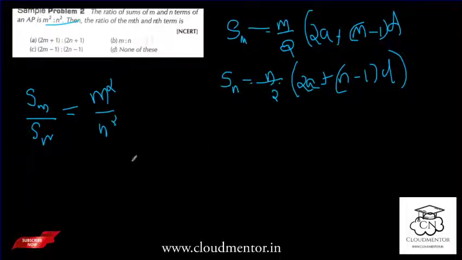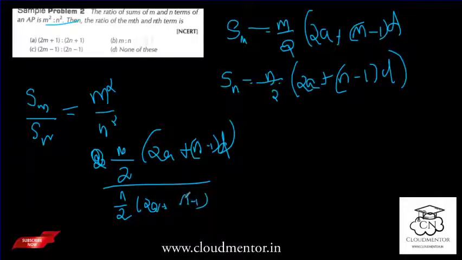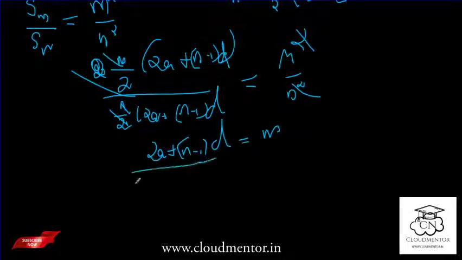So applying that one, we get, that is 2a, the m gets cancelled. It's m by 2 of 2a plus m minus 1 into d by n by 2 into 2a plus n minus 1 into d, which is equal to m square by n square. So here the squares get cancelled, 2 cancel, and one m and n cancel, so that is (2a plus m minus 1 into d) by (2a plus n minus 1 into d) is equal to m by n.